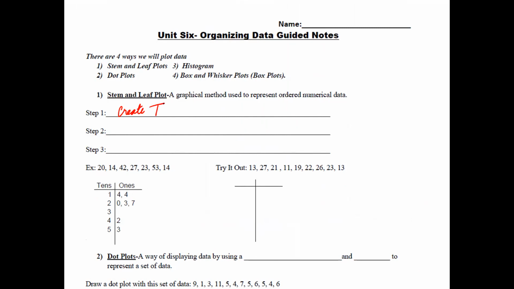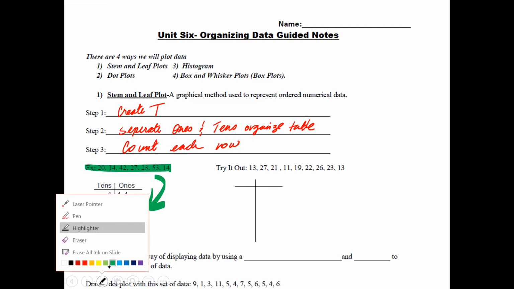create the T. Next, you are going to separate the ones and the tens and organize it on the table. And step 3, just count each row. So for example, take a look at this example here and see how it is organized.